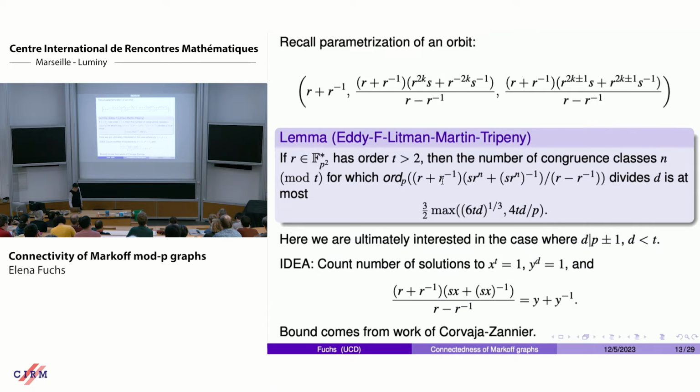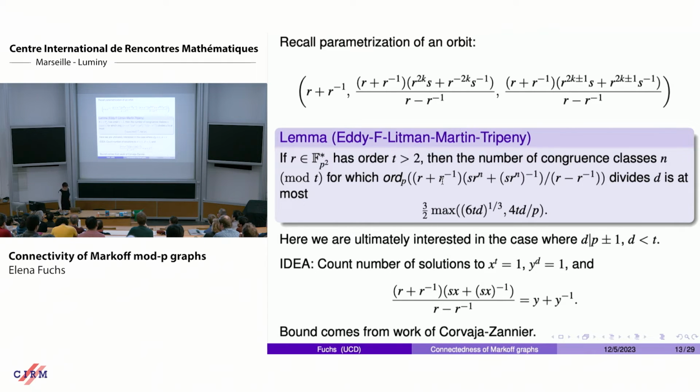Yes? How do you quantify S? What is S in the statement? This S? Right, we're talking about a specific triple that we start with, which is parameterized with this R and S. Yeah, thanks.